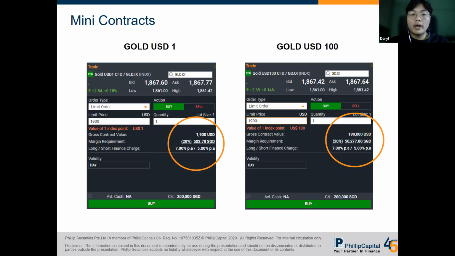Assuming we want to long gold at 1.9K, we can see that the contract value between both is different. One is 1.9K, and the other, the 100 one, is 190K. So if we do some math, we divide the Gold USD100 by 100, we will get the same as Gold USD1. So the good thing about the mini contract, the USD1, is that it requires lesser margin for traders who wish to gain exposure but have lesser capital. So this is the meaning for mini contracts.